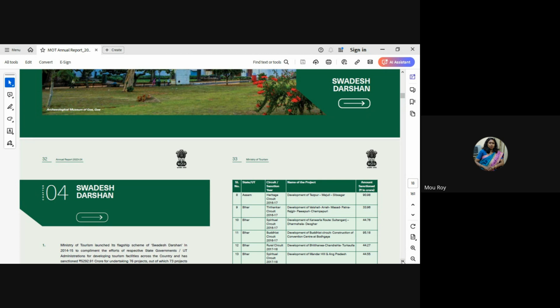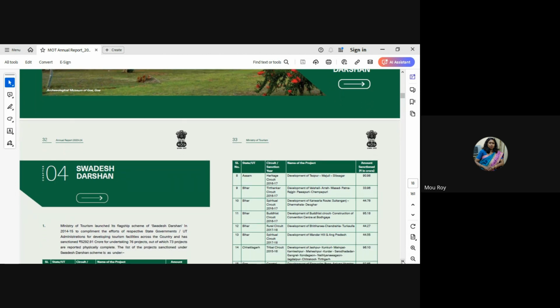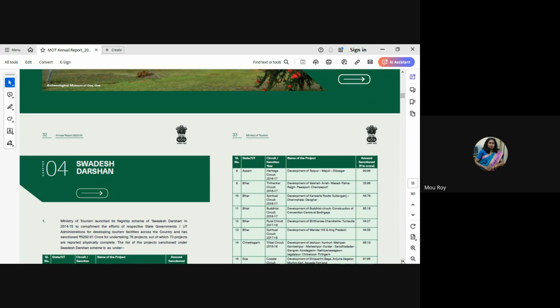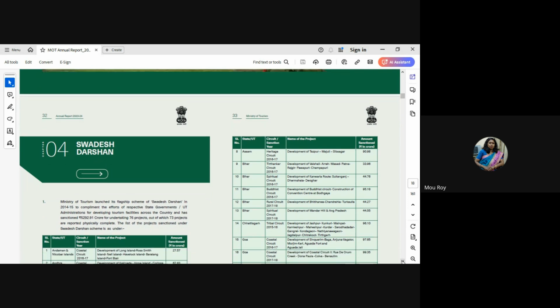you take the example of Bihar. Bihar has different circuits, like the spiritual circuit development. I'm just giving you one example; there are a lot of examples. One is the spiritual circuit of Bihar, that is development of the Kanwar route: Sultanganj, Dharamshala, Deoghar. So this is your Bihar spiritual circuit.